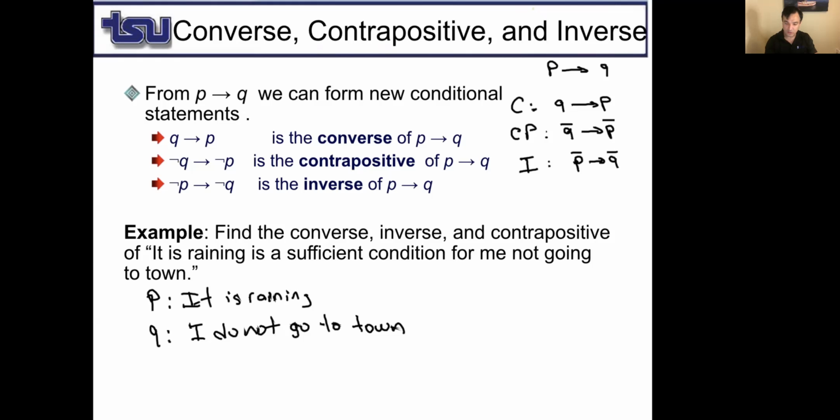Okay. What is the inverse of Q? If I go to town, then it is raining. Okay. What is the contrapositive? Q naught implies P naught. So Q naught will be I go to town. If I go to town, then it is not raining. Inverse is P naught implies Q naught. That means if it is not raining, then I go to town.